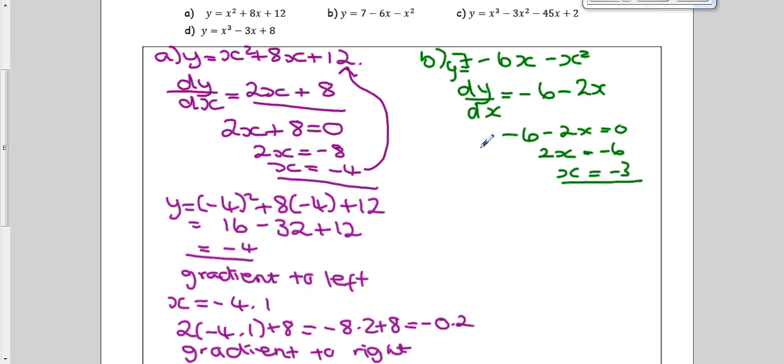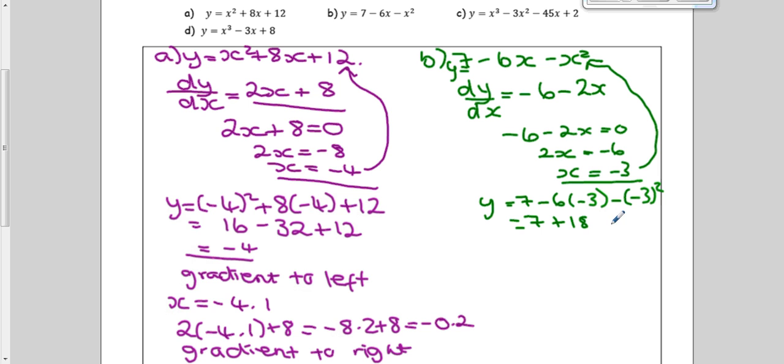And again, as in the last part, we need to find the y value that goes with this. So we need to substitute it back into the original equation to find the y value. So that's y equals 7 minus 6 lots of minus 3 minus minus 3 squared. So that gives us 7 plus 18 minus 9, which gives us 16. So we know where our stationary point is, but we don't know if it's a maximum or a minimum. So we're going to test the gradient to either side of it.